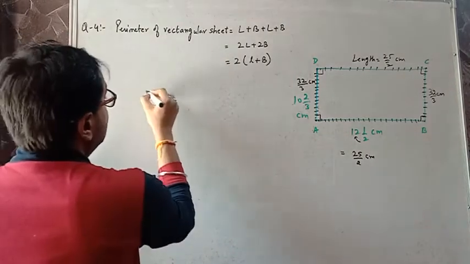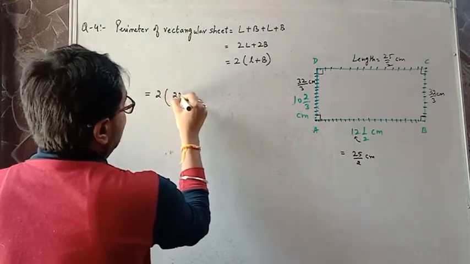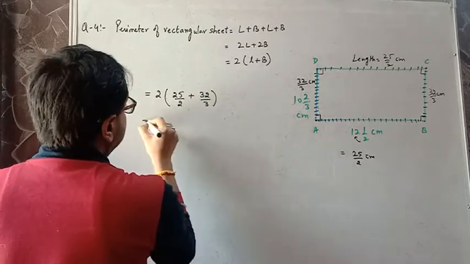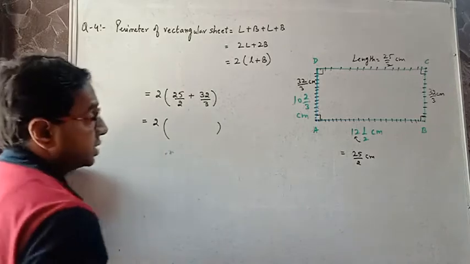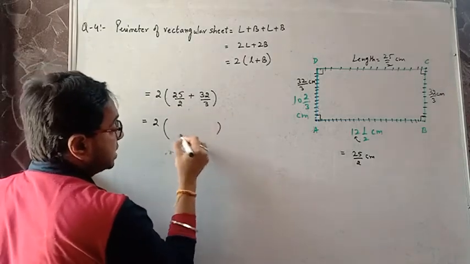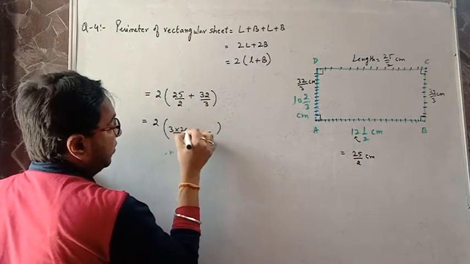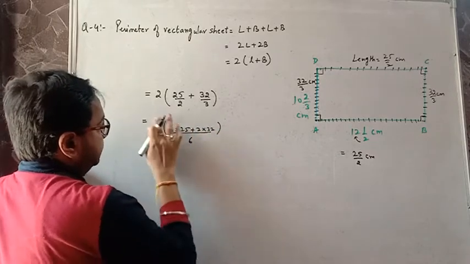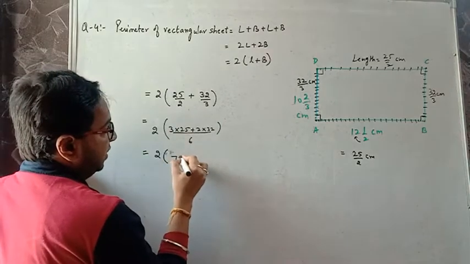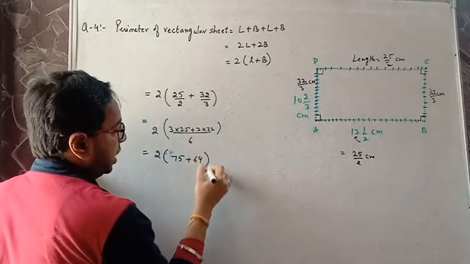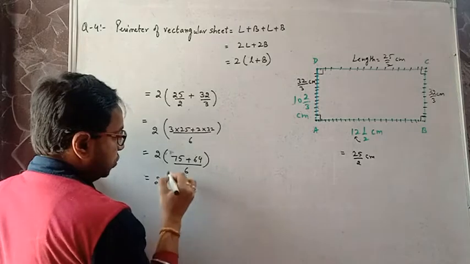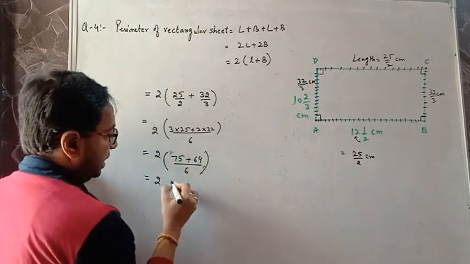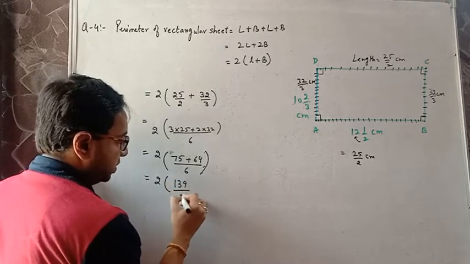Okay. So put the values: 2 times (25 by 2 plus 32 by 3). As per the board marks, we have to solve the bracket first, definitely. So the LCM of 2 and 3 is 6: 3 into 25 is 75, 2 into 32 is 64, upon 6. You will be getting 139 upon 6.